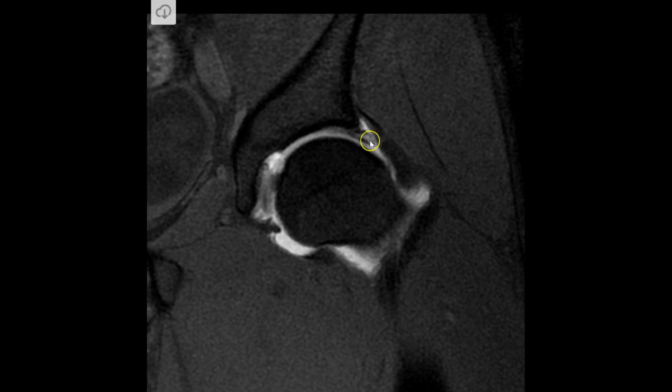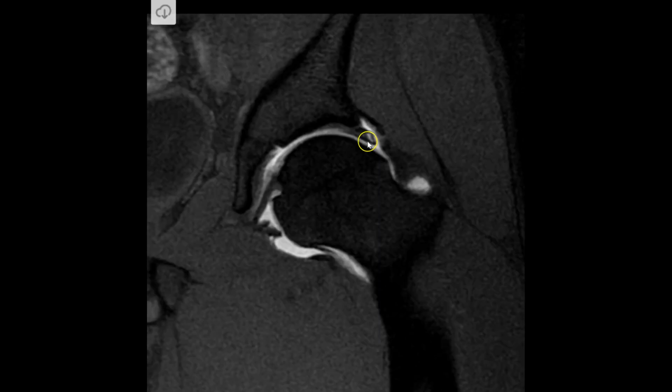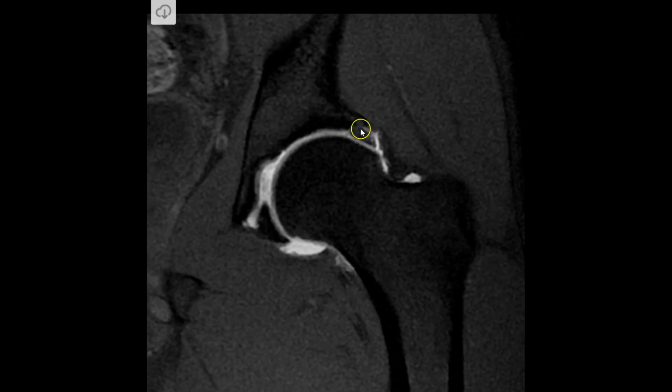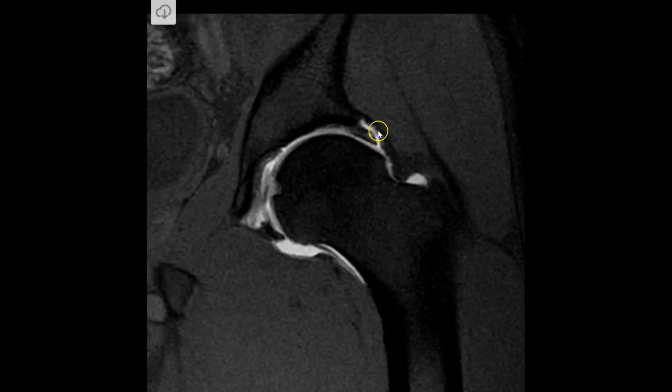There's internal signal intensity signifying mucoid degeneration, linear high signal suggesting tearing, and surrounding cyst collection out here and maceration of the labrum right here. So no longer a well-demarcated black triangle with clear demarcation with the hyaline cartilage, rather this irregularly shaped mass with internal and surrounding external fluid signal.